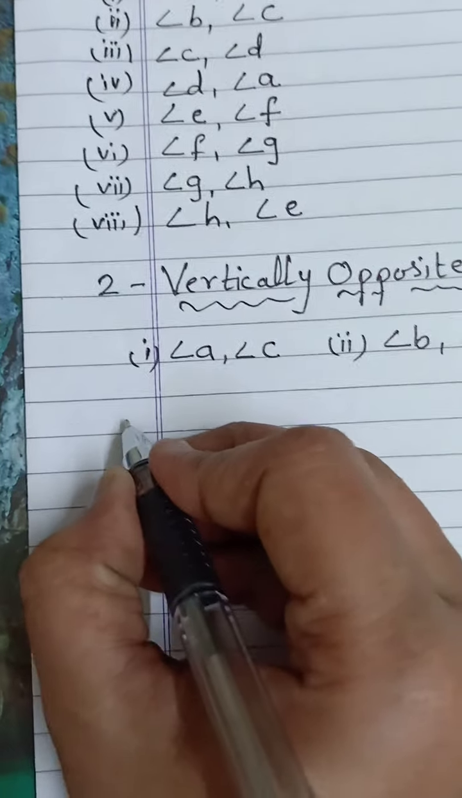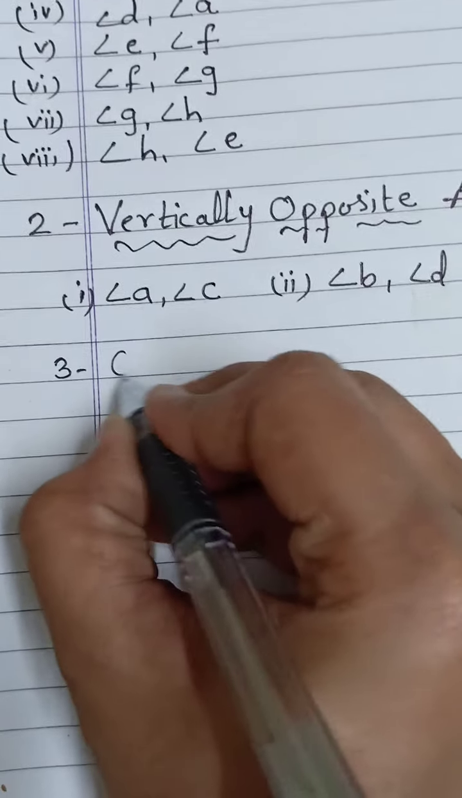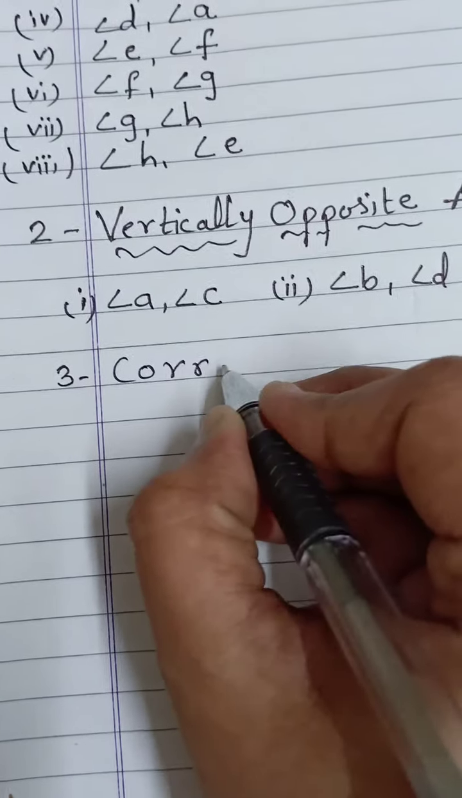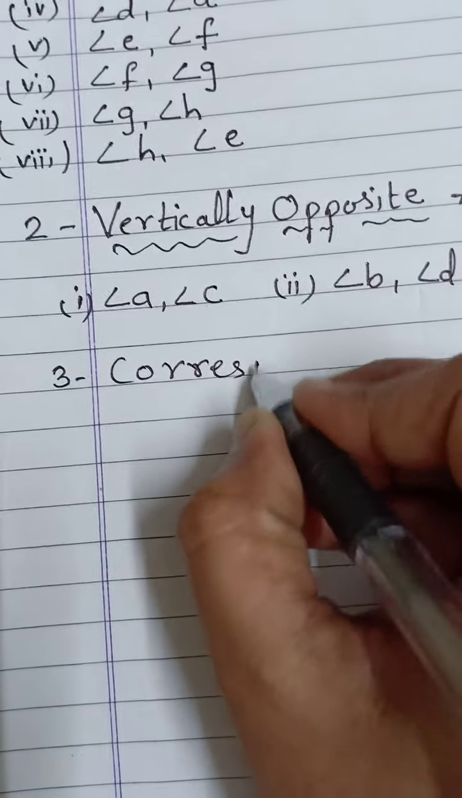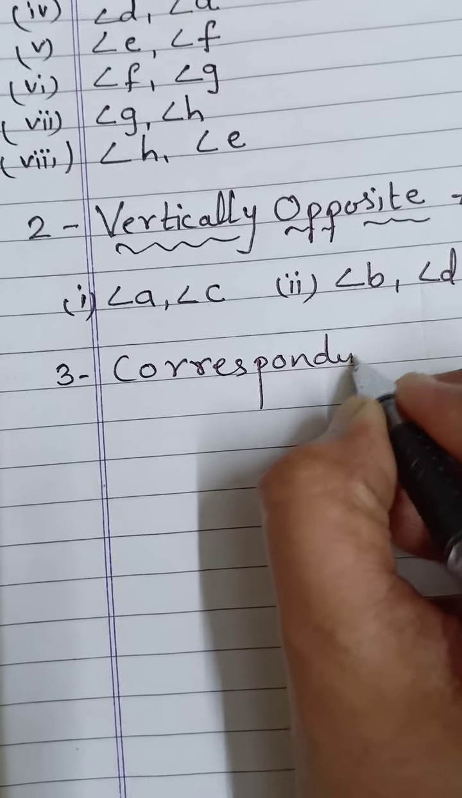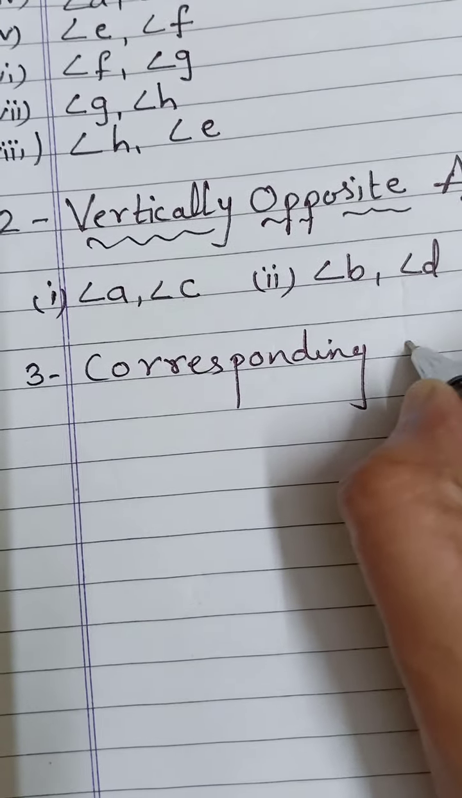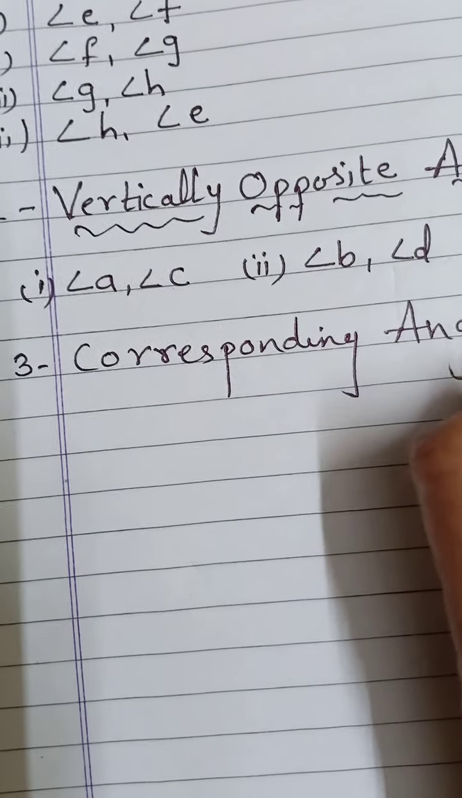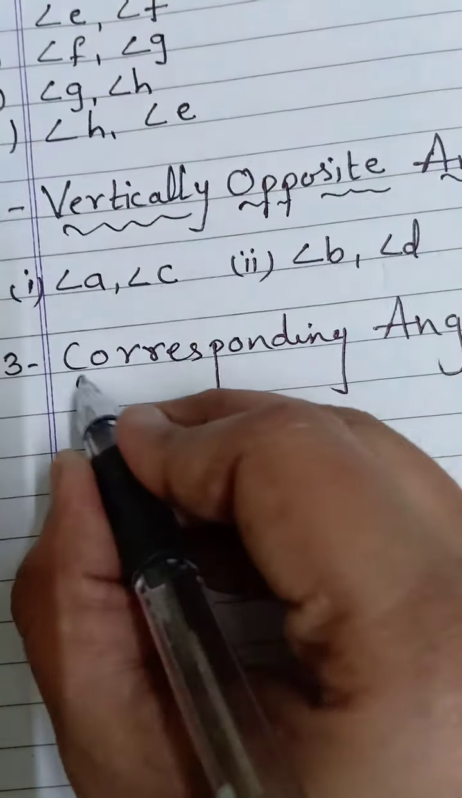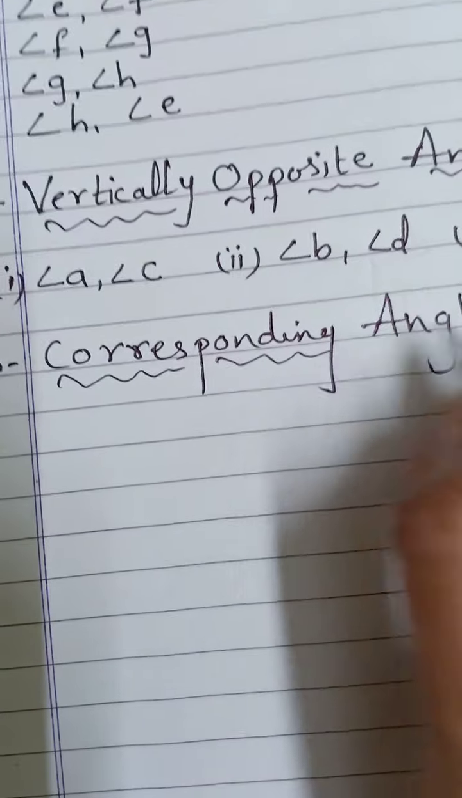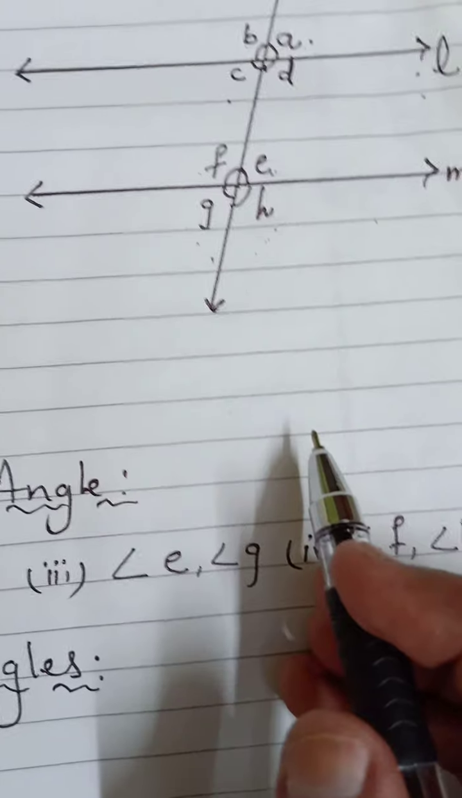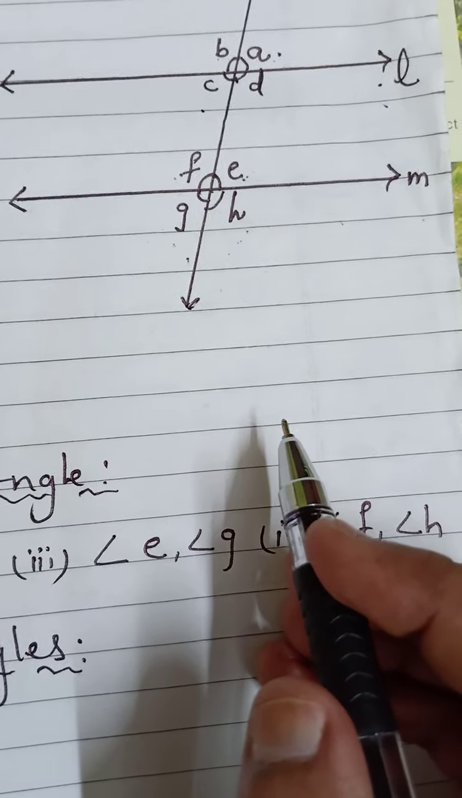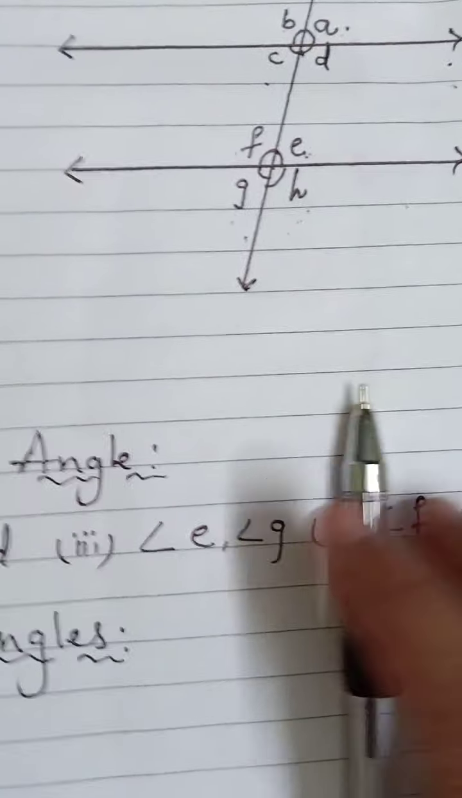Now we will see the third one, which is corresponding angles. See, corresponding means the angles at the same position. So I will show you.